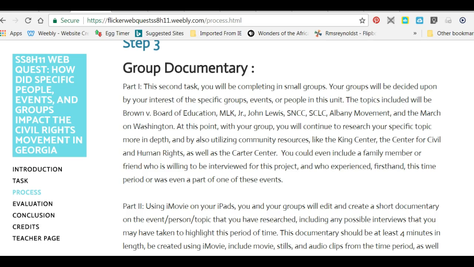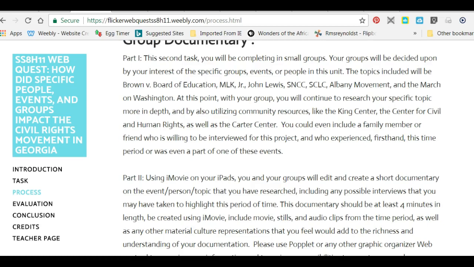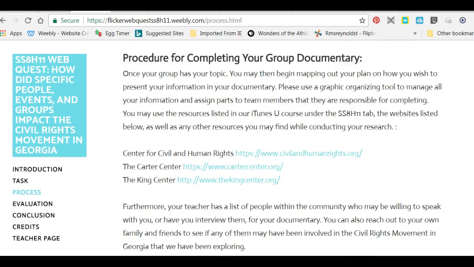Step 3 within this web quest required students to complete work in small groups. Groups were decided upon by interest of the specific groups, events, or people within this standard. At this point, students continue to research their specific topic more in depth, utilizing community resources like the King Center, the Center for Civil and Human Rights, as well as the Carter Center. Links to these 3 wonderful resources within Atlanta could be accessed through our web quest.